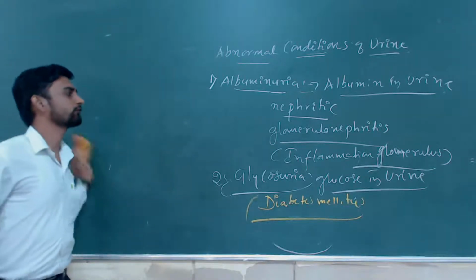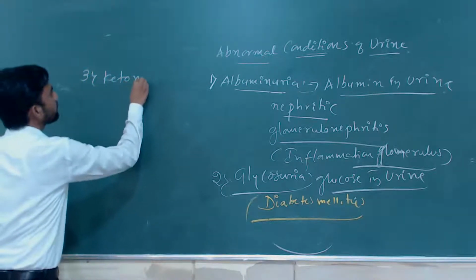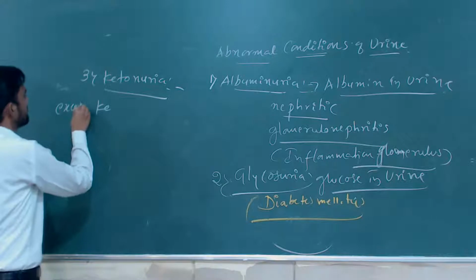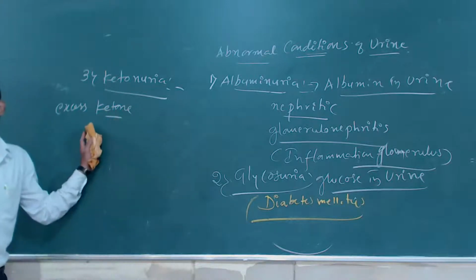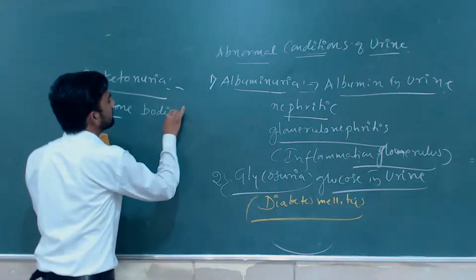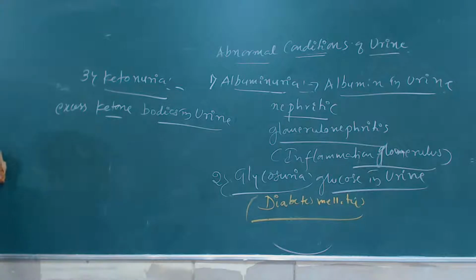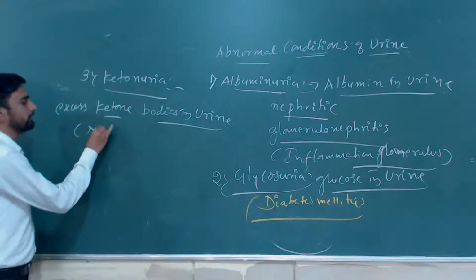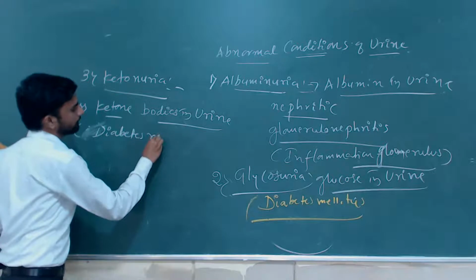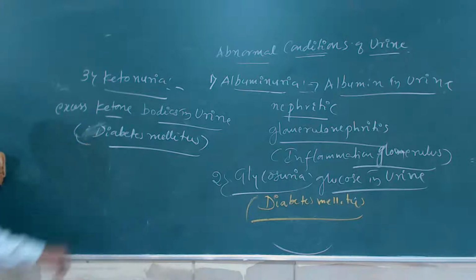So this is glycosuria. And another disease condition, the third one, ketonuria. When ketone bodies are in excess, when fat metabolism takes place in our body, release of ketone bodies takes place. When ketone bodies start coming along with the urine, that disease condition is called ketonuria. Ketonuria is also an indication of diabetes mellitus. Sugar is there, glucose is there, and ketone bodies will also come.